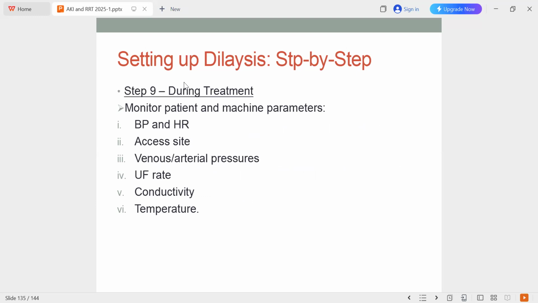So monitor during treatment, all right? Once you've started treatment on your patient, you want to monitor, and remember that the dialysis machine also has a multi-parameter mode where you can monitor the blood pressure and heart rate. You should monitor the access site, venous and arterial pressure, your ultrafiltration rate, conductivity, and the patient's temperature. So if you are asked, what are the parameters that you must monitor during dialysis? These are some of them, 6 of them.